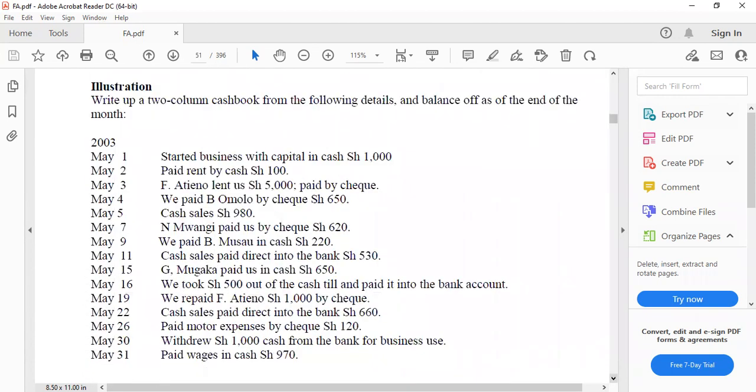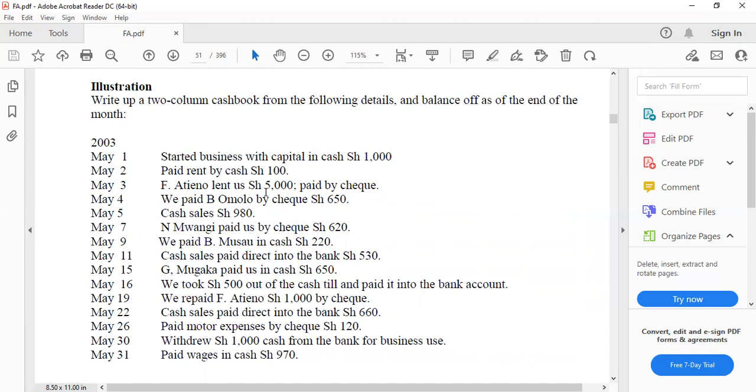So look at this. Write up a 2-column cash book from the following details and balance as of the end of the month. Started a business with a capital cash of 1,000. That means this one will go to the receipt, the debit side. Paid rent by cash, you go to the credit side of payment. Atieno lent us 5,000 paid by check, so you enter 5,000 and this one was paid by check.